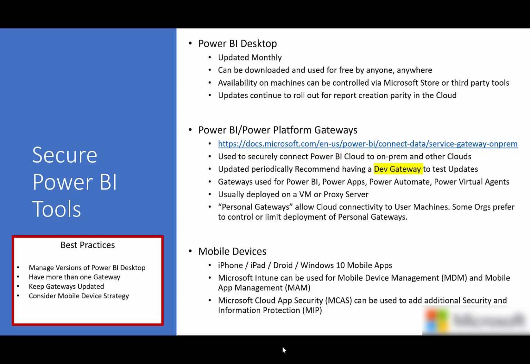Next, looking at mobile devices, Power BI has mobile apps for iPhone, iPad, Android, and Windows 10. There are products that Microsoft makes that can be used to control what kind of content is available on those apps and what's happening with those apps. Those products include Microsoft Intune to control mobile device management and mobile app management, and we'll also talk a little bit later about Microsoft Cloud App Security and Microsoft Information Protection.